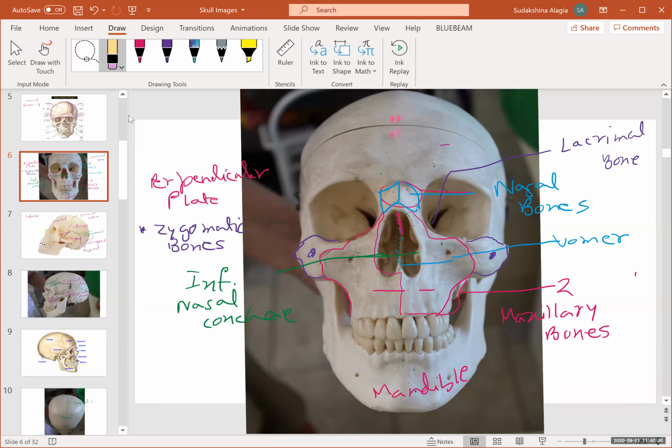This is where your eye will be. Through this lacrimal bone, there's a lacrimal fossa, which unfortunately we can't see. Through this lacrimal fossa, tears are transported into your nasal cavity. So when we cry, the tears end up in your nasal cavity. That's what this is. Lacrimal bone.